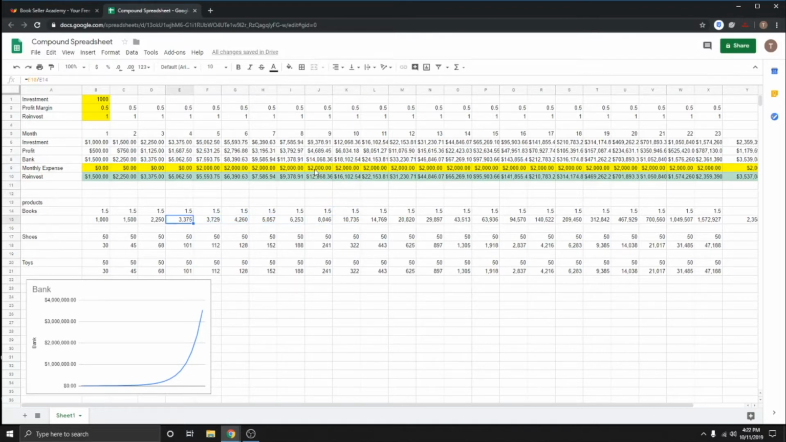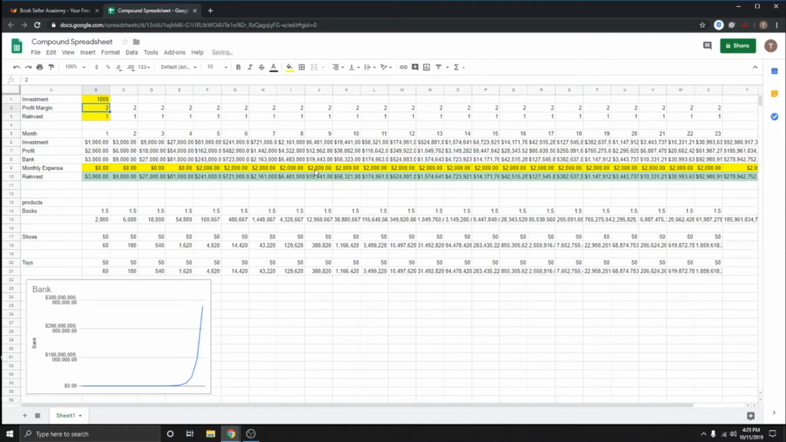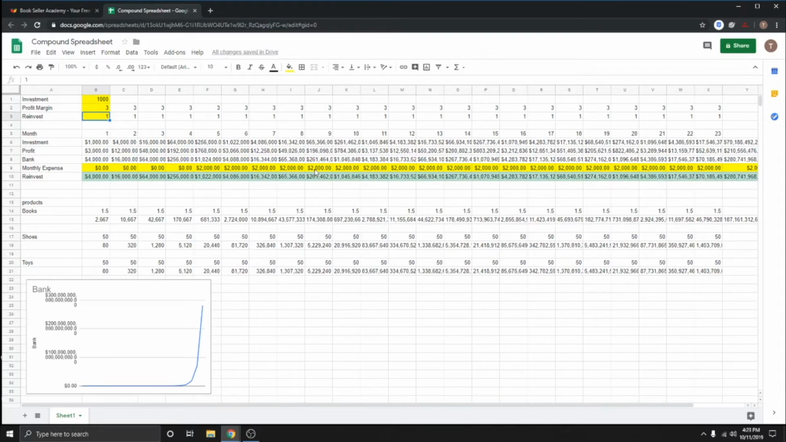If you want the business to scale up, you still have to figure out how to grow this, especially with books, right? How am I going to get 10,000 books at the 50% profit margin? So even from a book standpoint, let's just make it a 300% profit margin, right? That's usually how books kind of work.